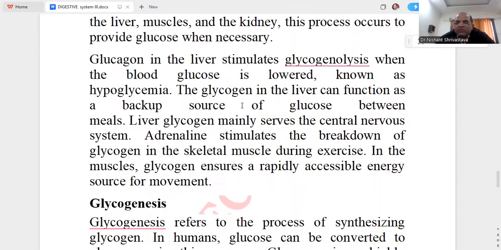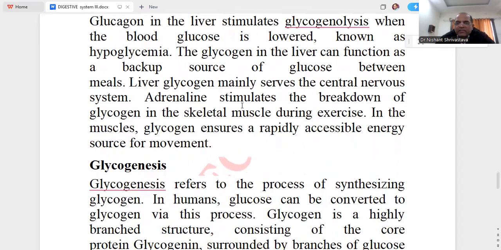Liver glycogen mainly serves the central nervous system. Adrenaline stimulates the breakdown of glycogen in the skeletal muscles during exercise. So glycogen ensures a rapidly accessible energy source for movements.